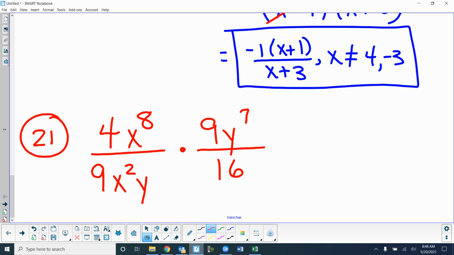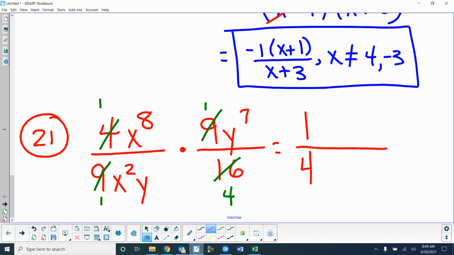The 9s can cancel, and when things cancel, it becomes a 1, right? Any other numbers? Yeah, 4 goes into 4 once, and 4 goes into 16 4 times. So in the top, I got 1 times 1. In the bottom, I got 1 times 4 for the numbers. We okay with that?